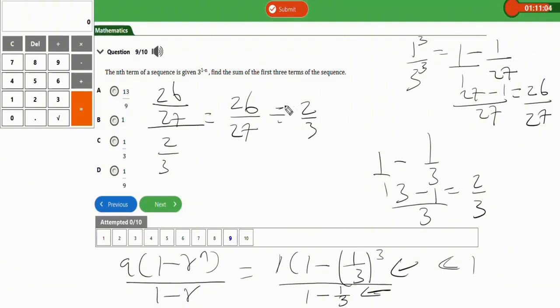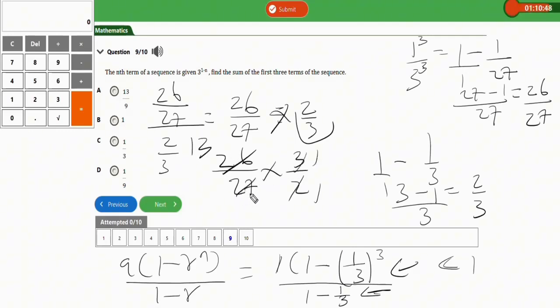So you change this to multiplication. When you do this, you're going to have 26 over 27 times 3 over 2. 2 into 2 is 1, 2 into 26, you're going to have 13. 3 into 3 is 1, 3 into 27, we're going to have 9. So the final result for this sum will give us 13 over 9. So that's the answer to this question. The correct option is option A. It's as simple as this.